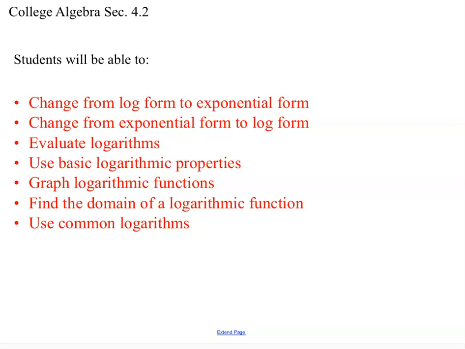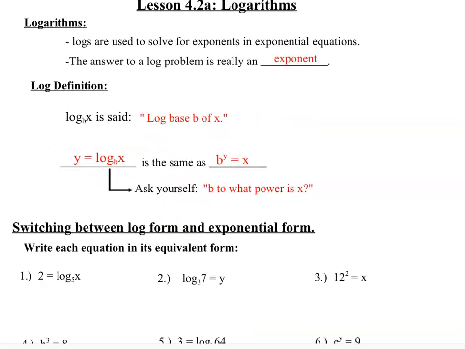Logs are related to powers. So again, if you want your power chart out, you can certainly have that out to access. So for a logarithm, if you remember from last year, logs are used to solve for exponents in an exponential equation. The answer to a log problem is really just an exponent. So that's something you really have to keep in mind. When you're looking for the answer to a log, that is your power. You're trying to find the power that's being used.